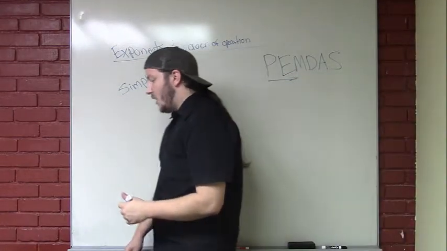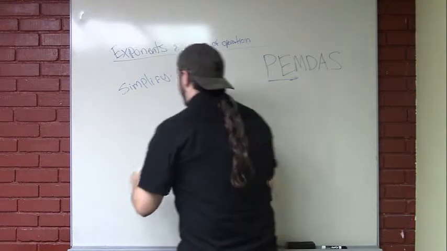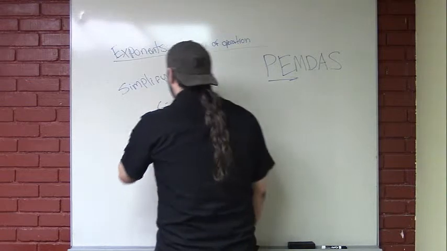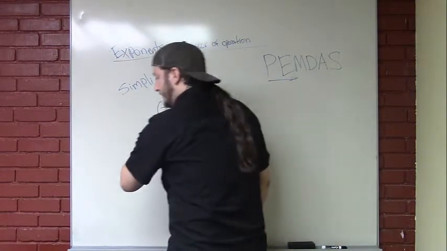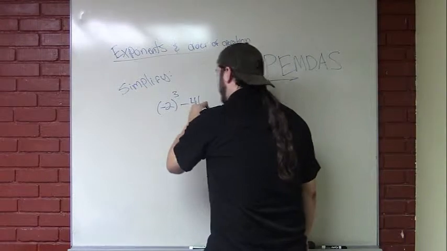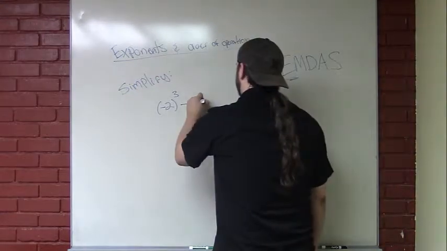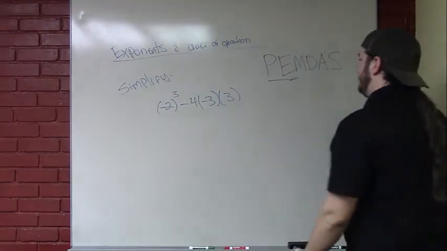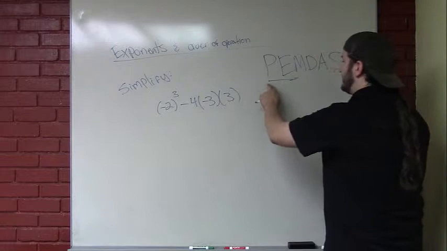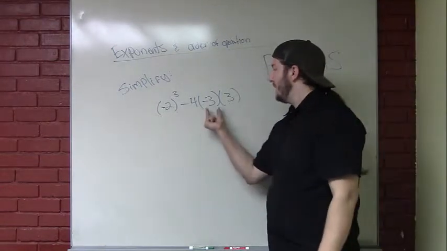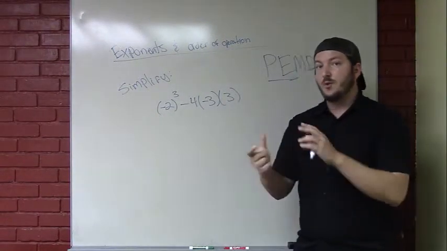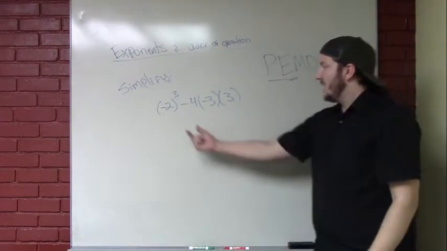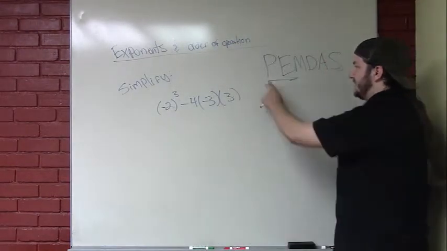Alright, and they're going to progressively get harder, so prepare yourself. Alright, so we have negative 2 cubed minus 4 times negative 3 times 3. Okay. So parentheses. Now, there are parentheses in this problem, but the thing is there's nothing to do within the parentheses, okay? And you'll see what I mean in the next problem. But, so parentheses, you don't need to do anything.